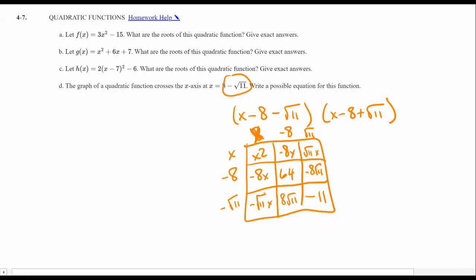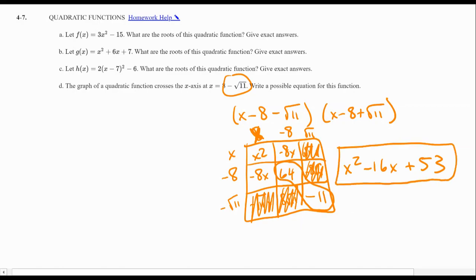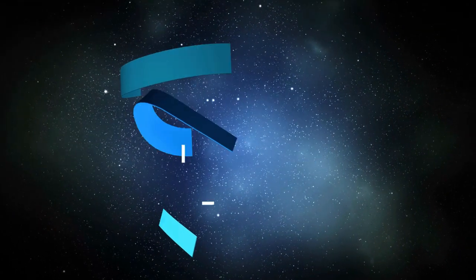So my corner boxes, negative root 11x and positive root 11x, cancel. 8 root 11 and negative 8 root 11 cancel. And now I just need to combine the rest. I get x squared minus 16x, and then 64 minus 11 is 53. So my quadratic that would give me those roots is x squared minus 16x plus 53.